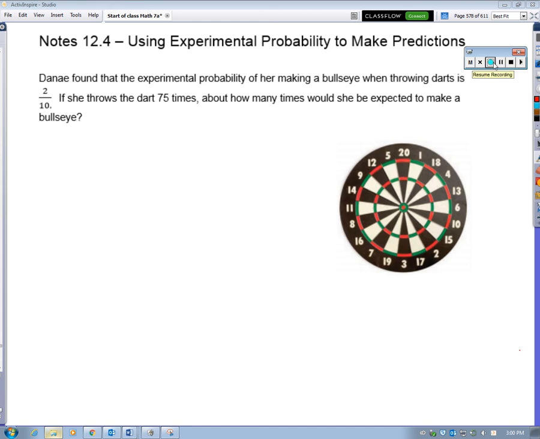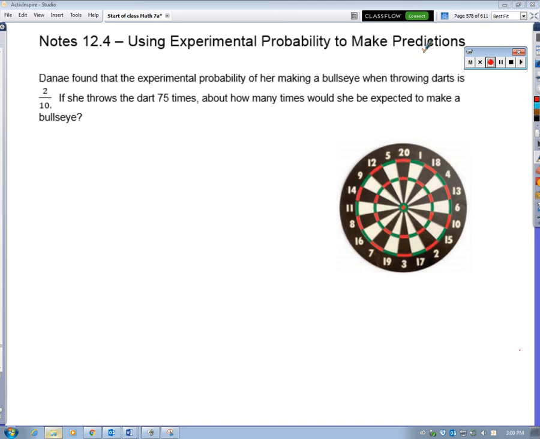Alright, my little math friends, we are on our last part of chapter 12, 12.4, and we're going to be using experimental probability to make some predictions. So we calculated experimental probability the last couple of lessons. Now we're going to use it to make predictions. The experimental probability is already going to be calculated for us, which is nice. So now we're going to make a prediction.